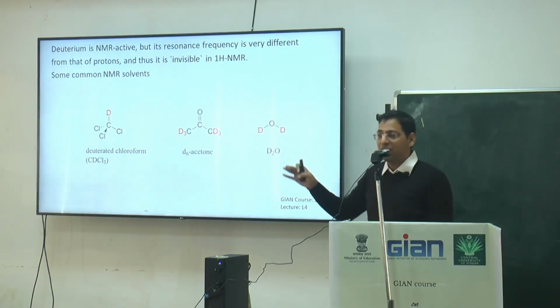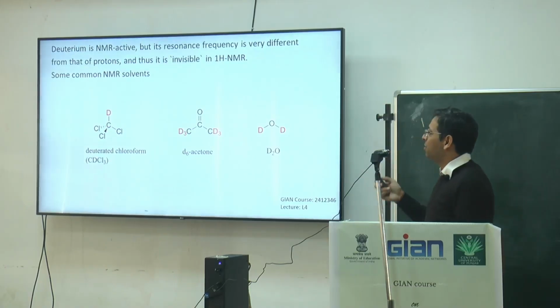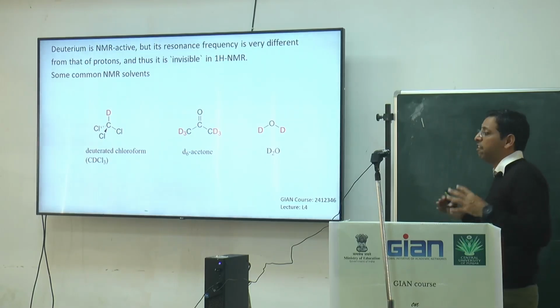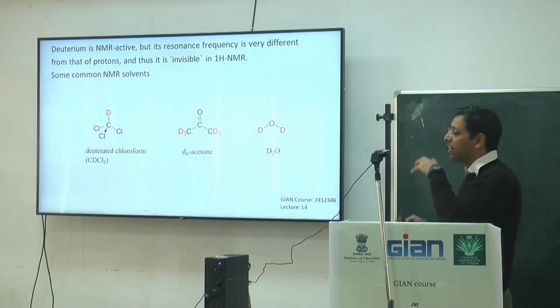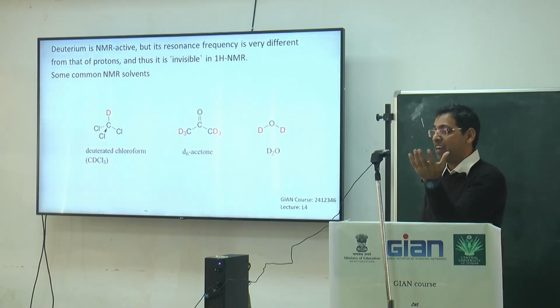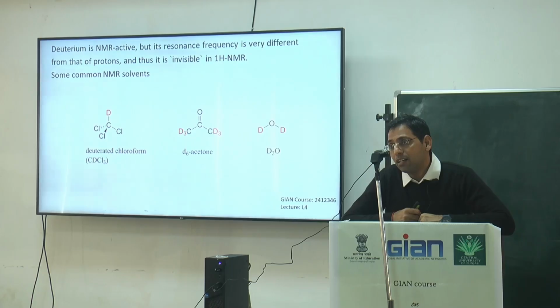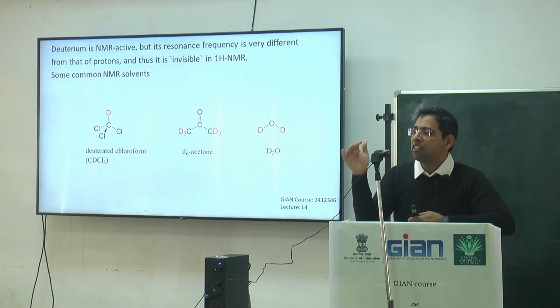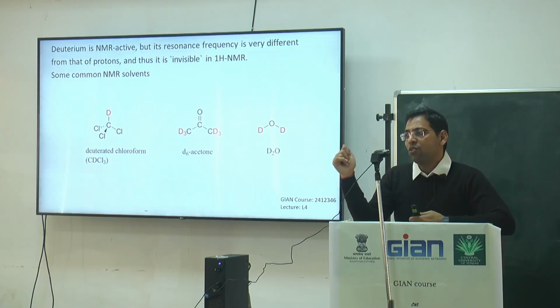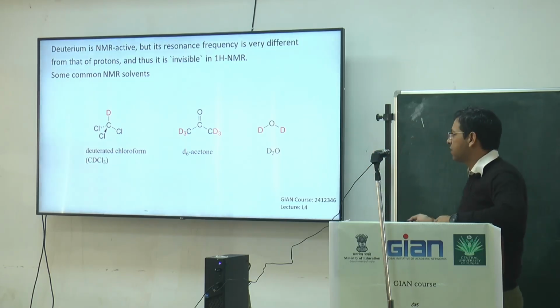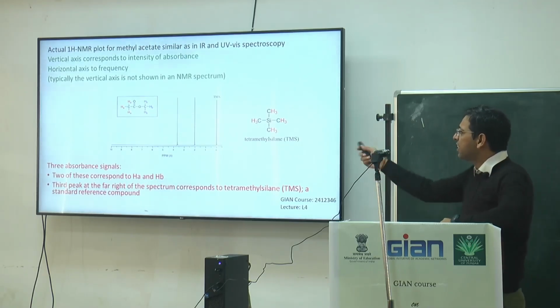Now, the importance of this component is that deuterium is NMR active, but it has a resonance that is very different from that of the proton. So it is invisible in the 1H NMR. Invisible means there is no influence of the solvents we are using for our sample. We have to use such a type of solvent to avoid any misinterpretation. Basically, this is how it comes up.